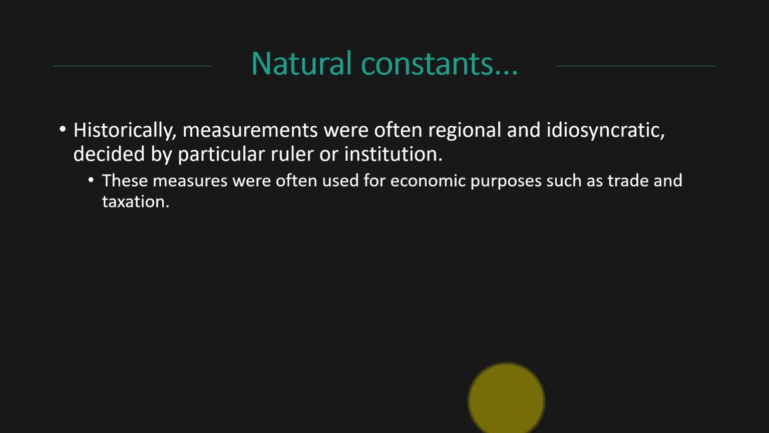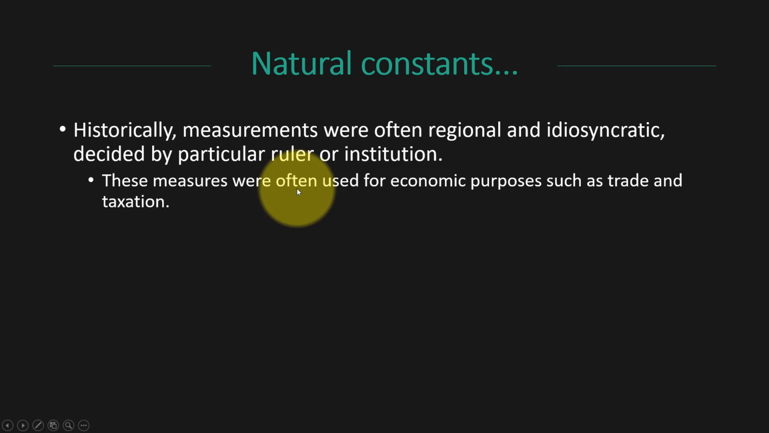we have these constraints on what we are measuring, and we kind of take it for granted that these different units of measurement exist. But it is actually really important to step back and evaluate a little bit where they come from, because historically measurements were often very regional and idiosyncratic. So they were decided by particular rulers or institutions. And Britain measured things differently from France, who measured things differently from India, who measured things differently from China.